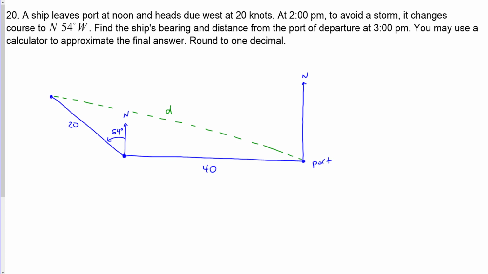Now, we could almost use law of cosines if we knew what this total angle is. This part right here is 90 degrees. 90 plus 54 is going to be 144 degrees. So this total angle right here, from here to here, is 144 degrees, which is great because I can use that to solve for d.